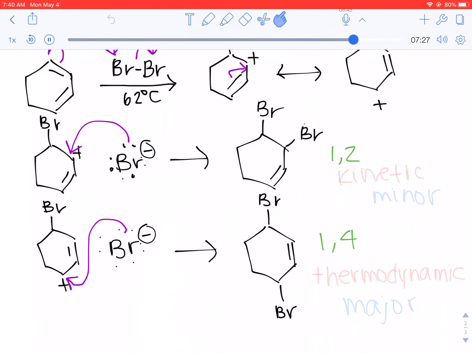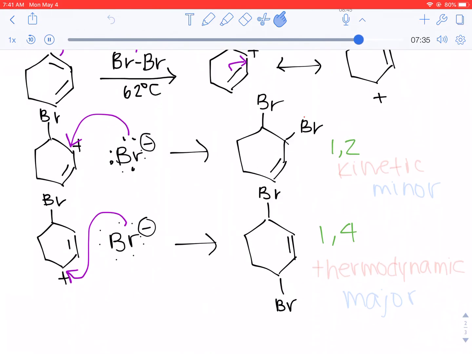Now we need to determine the kinetic and the thermodynamic product. When we think back to what we did before, we determined that the kinetic product would be the one that has the lowest activation energy. So most of the time, it would mean that it would be the carbocation that we got from the original reaction with no rearrangement. In this case, the 1,2 product would be the kinetic product. Now we think of the thermodynamic product, which would be the one with the most stability. In this case, the 1,4 product would be the thermodynamic product.